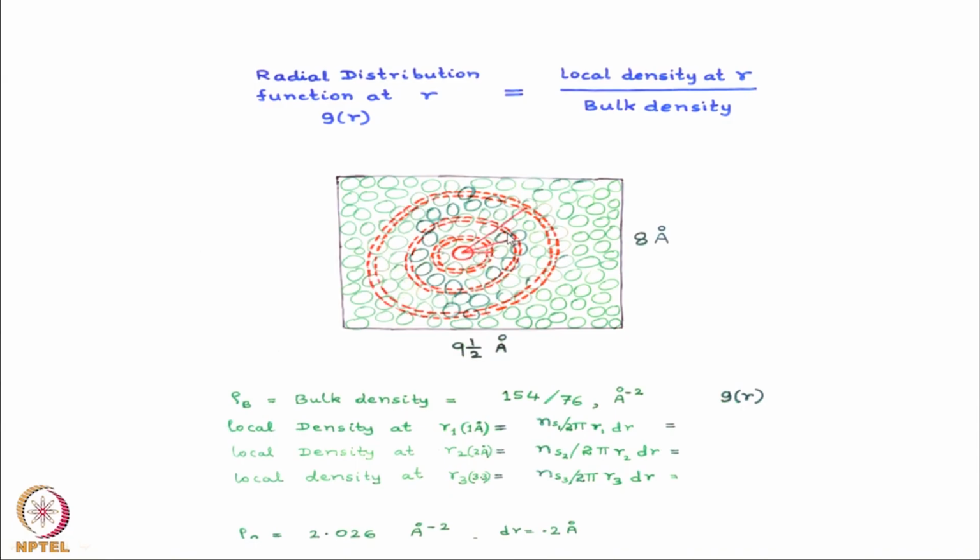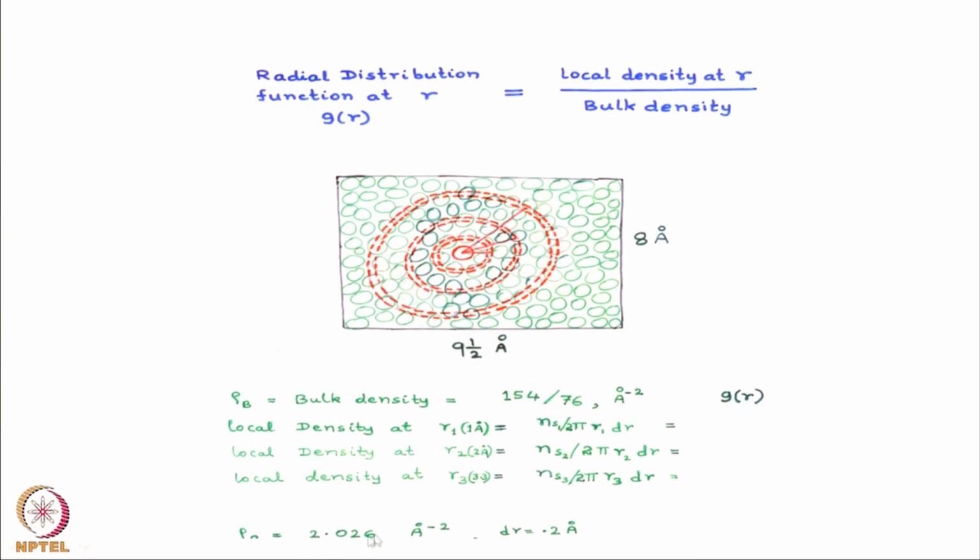So, this is my second area, third area. So, what you have to do? Count the number 1 in the first area, number 2 in the second area, number 3 in the third area, and divide. That number divided by the area will give you the local density. So, you can calculate for this example here the local density and divide by your bulk density. Bulk density is 154 by 76. So, that is your pair distribution function.